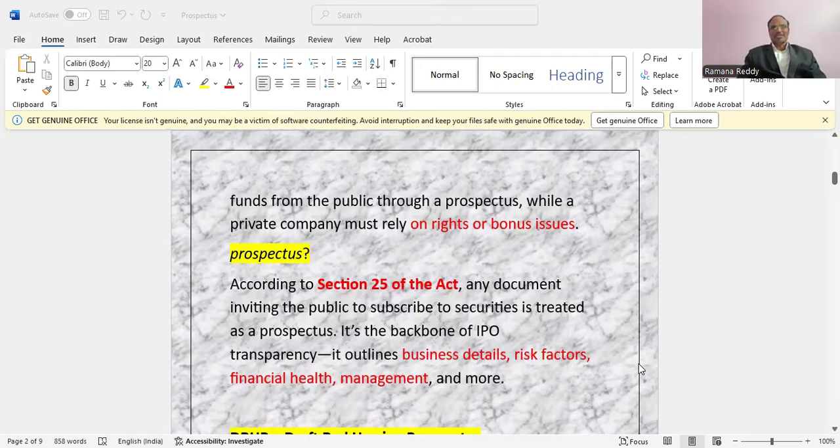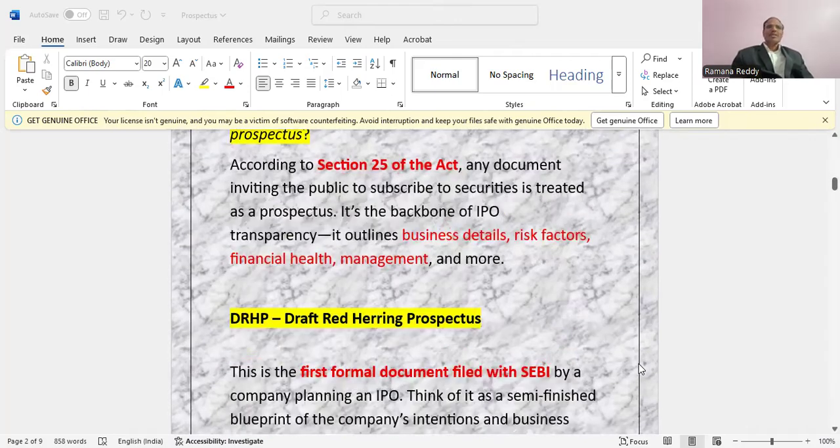What is a prospectus? According to Section 25 of the Companies Act 2013, any document inviting the public to subscribe to securities is treated as a prospectus. It is the backbone of IPO transparency. It outlines business details, risk factors, financial health, and management. And many more details will be there in this prospectus.